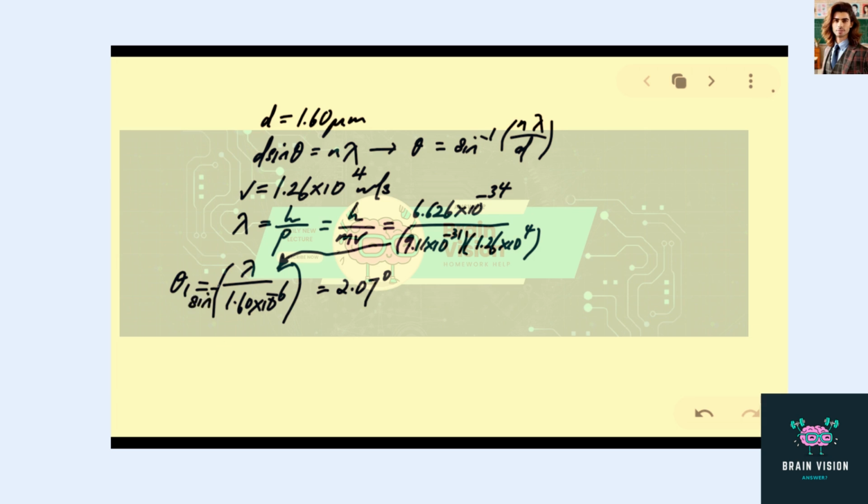Sorry, this is sine inverse, right? Don't forget the sine inverse or arc sine. For theta 2, it's just sine inverse of 2 times lambda divided by 1.6 times 10 power minus 6. And this should give us about 4.14 degrees.